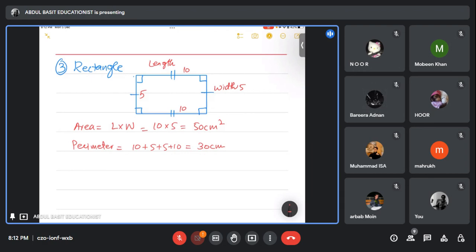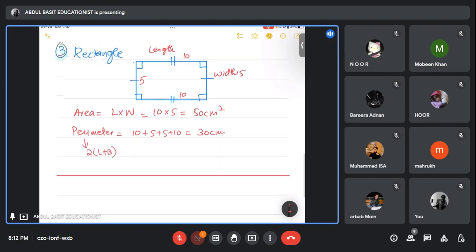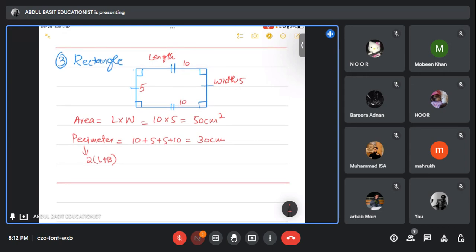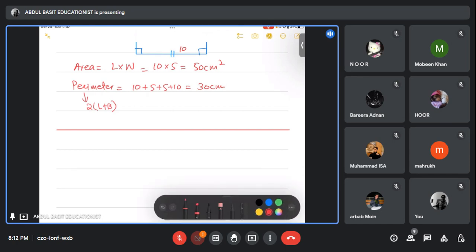And we do have a formula for the perimeter as well: 2 bracket length plus breadth. Okay, and that's the same thing. But I recommend students not to memorize the formula for the perimeter because it is the sum of all sides. So if you just memorize only the area formula, that will help you a lot.